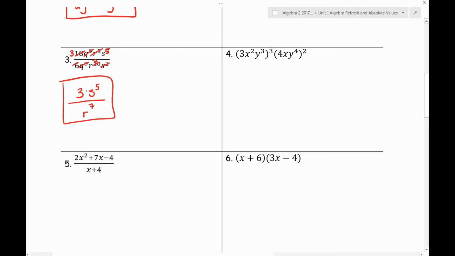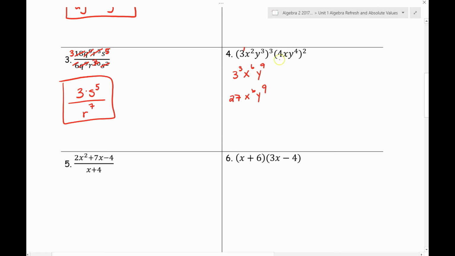Number 4, we're going to cube everything inside here first. Okay, we're cubing it. So that means I have to cube the 3, the x squared, and the y cubed. Well, that means I have to multiply their exponents. So this becomes 3 cubed, which I know is 3 times 3 times 3. Well, that's 27. X squared cubed is x squared times x squared times x squared, or x to the 6th. Y cubed cubed gives me y to the 9th.